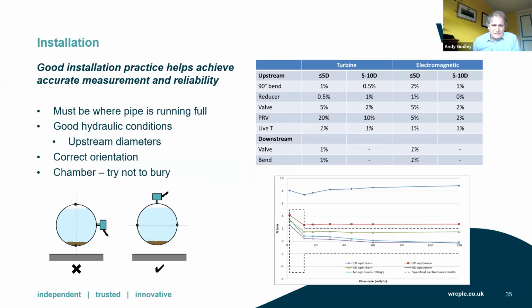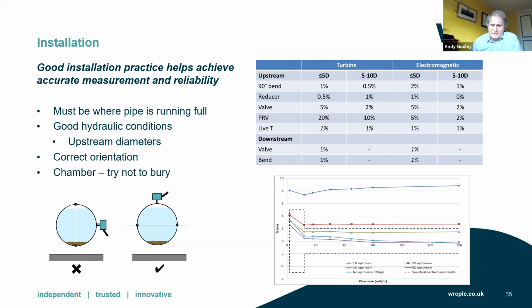Good installation practice not only helps achieve accurate measurement, but also enhances the reliability of meters. So obviously these meters need to be installed where the pipe is running full, and that's not always obvious. The meter may be at a high point, and you need to be aware that there may be a bit of air trapped in the top of the meter. So you need to put the meter the right way round for obvious reasons.